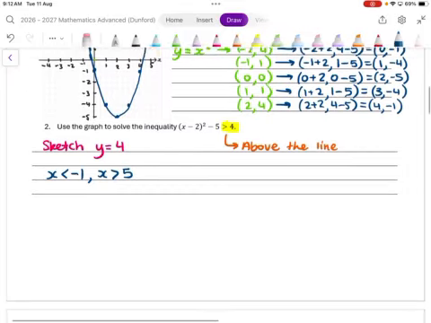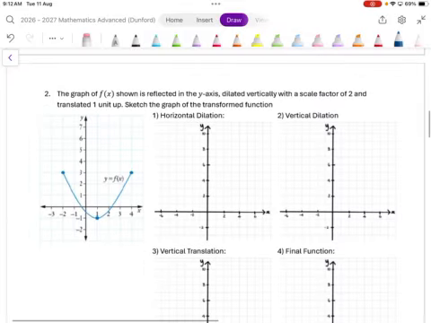Okay. So our next one here, we're going to do it in all the different ways, okay? So we're going to go in an order and we're going to get our final function. So what we have is the graph of f(x) shown is reflected in the y-axis. It's dilated vertically with a scale factor of 2 and it's translated 1 unit up, and then we're going to sketch the transformed function.